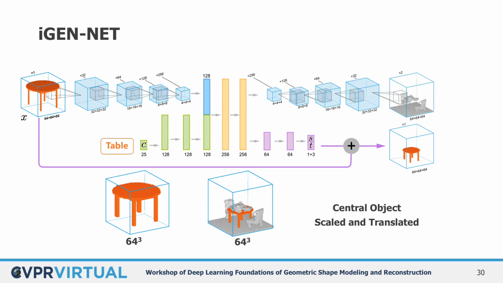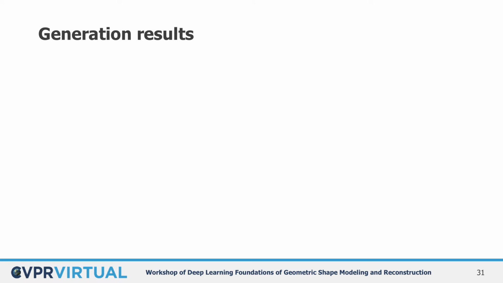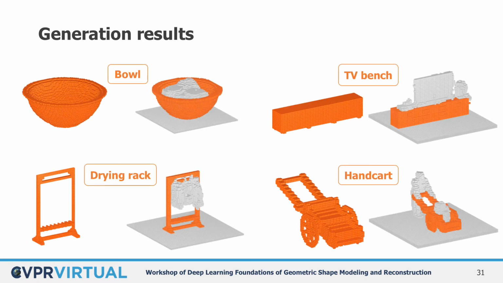Here are some generated context results. Note how the scenes generated for the objects are quite meaningful and adapt to the geometry of the objects, such as the giant rack and handcart.